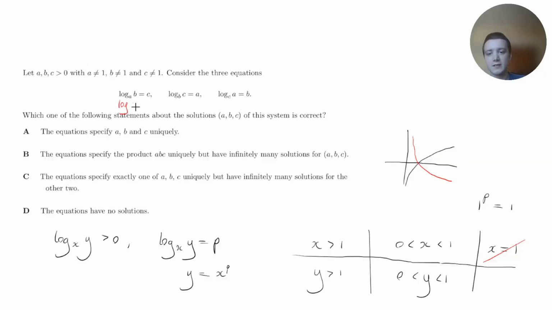log base C of A is equal to B. This equation over here is going to become log base A of B is equal to C. And this equation over here is going to become log base B of C is equal to A.